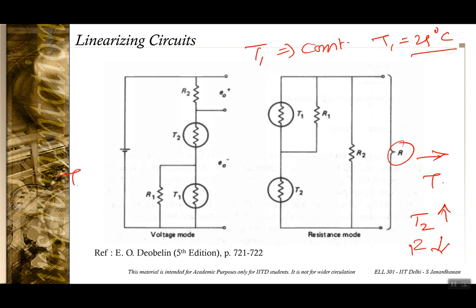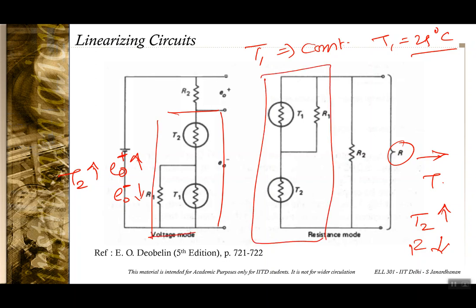Okay, and in this case, as T2 increases, E0 increases, and E0 plus increases, and E0 minus decreases. Basically as T2 increases, this combination is going to decrease in resistance, because you see that combination is the same as this one. Which would mean that in the total resistance, R2 will have a higher proportion, so it is natural to assume that E0 will increase, E0 plus will increase and E0 minus will decrease.